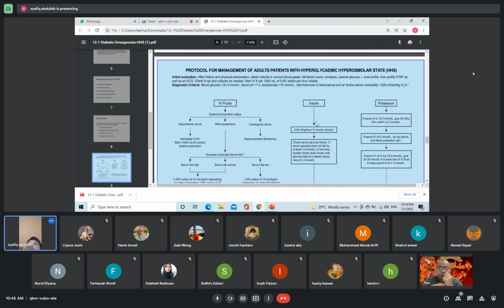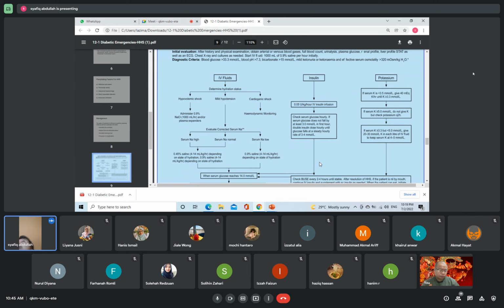For the insulin, macam kalau DKA 0.1 unit per kg per hour fixed scale IV insulin infusion, tapi kalau untuk HSS half, which is 0.05 unit per kg per hour IVI insulin infusion. So firstly, once we start the insulin, we need to check the serum glucose hourly. If serum glucose does not fall by at least 3 millimole per liter in the first hour, we can double the insulin dose hourly until glucose falls at a steady hourly rate of 3 to 4 millimole per liter.